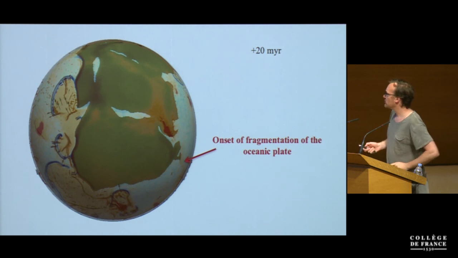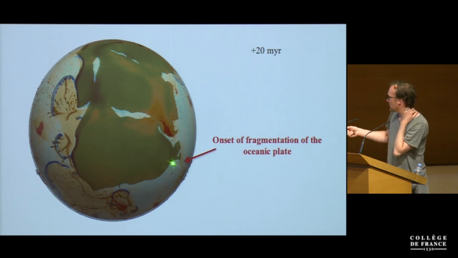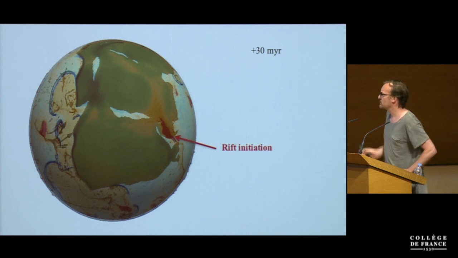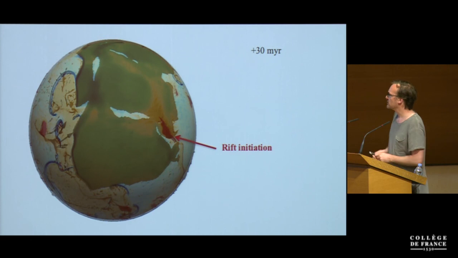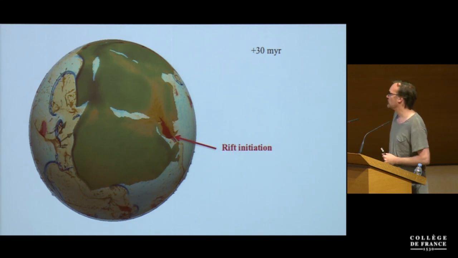And when the system continues, you can see two interesting things. You have a plume here that weakens the boundary layer and starts the initiation of a ridge. But also, you start to see that there are some stresses on the boundary layer that are thinning it, and you see an onset of the fragmentation of the oceanic plate here. And then 30 million years after the first thing I showed you, you see that in fact the plume focuses the rift initiation, although the rift initiated before inside the ocean.